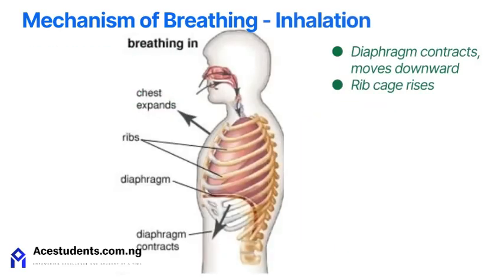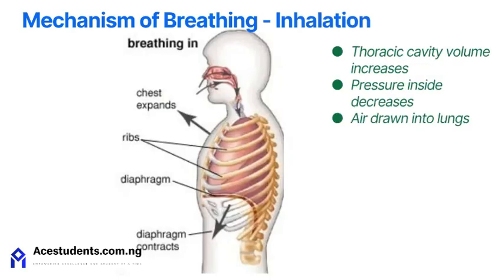During inhalation, the diaphragm contracts and moves downward. At the same time, the intercostal muscles contract, causing the rib cage to rise. This increases the volume of the chest cavity, which reduces the pressure inside. As a result, air is drawn into the lungs.